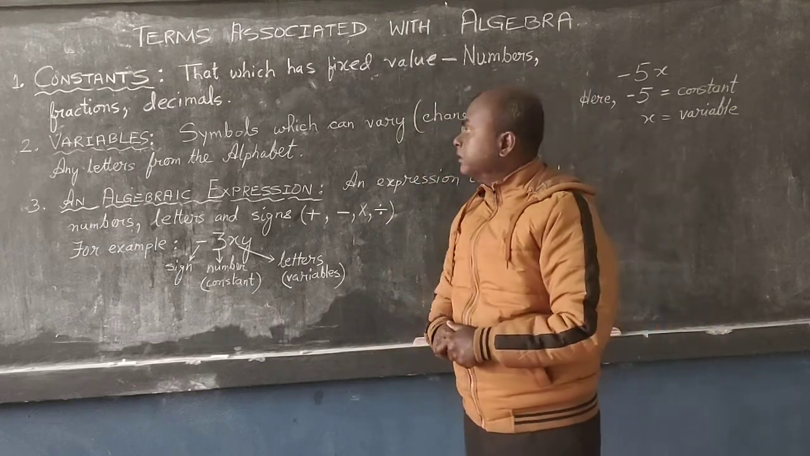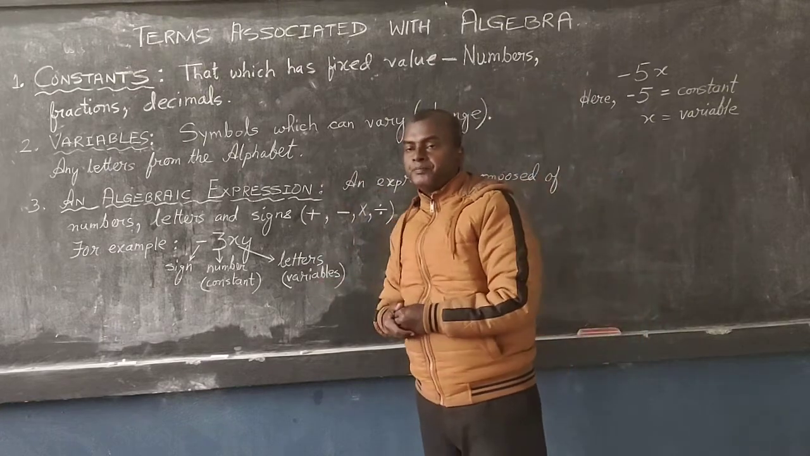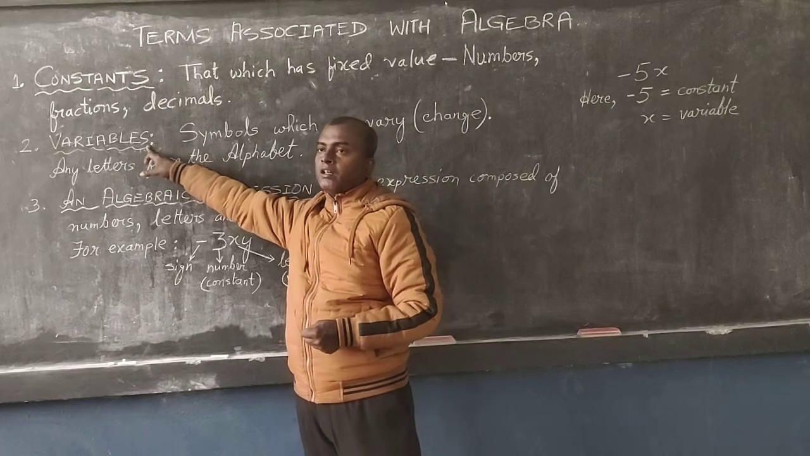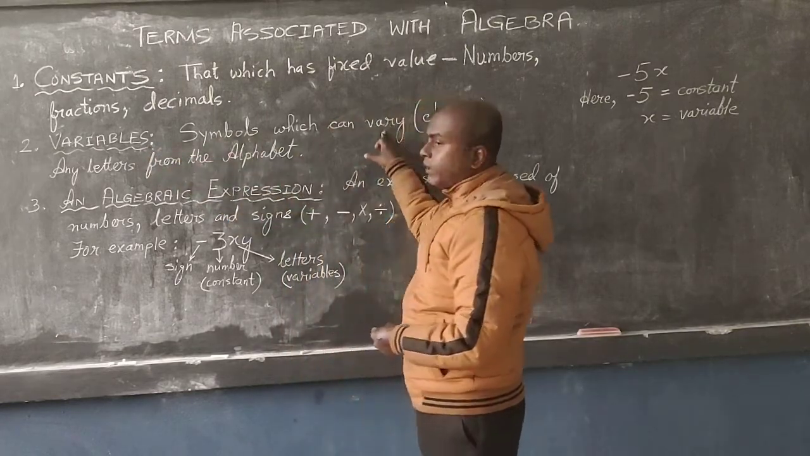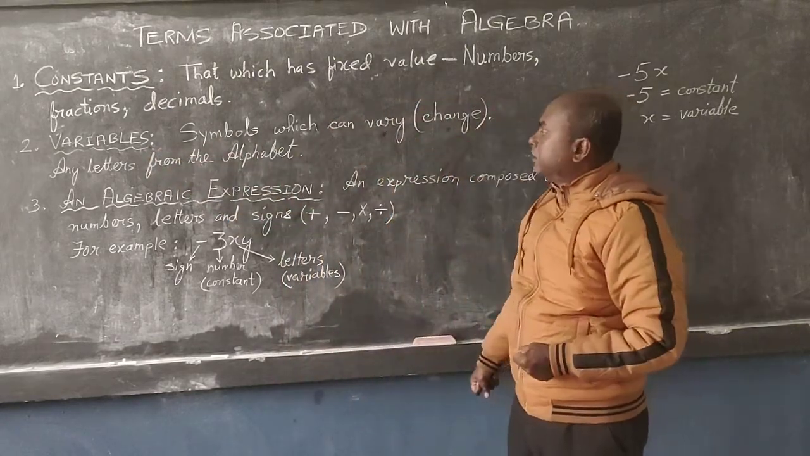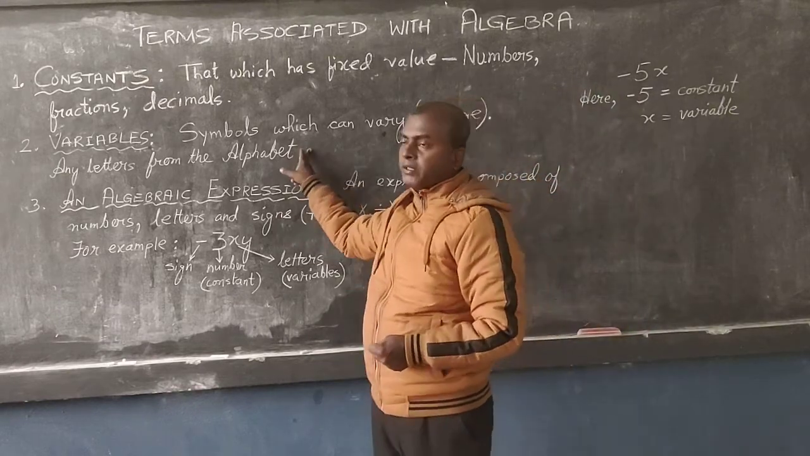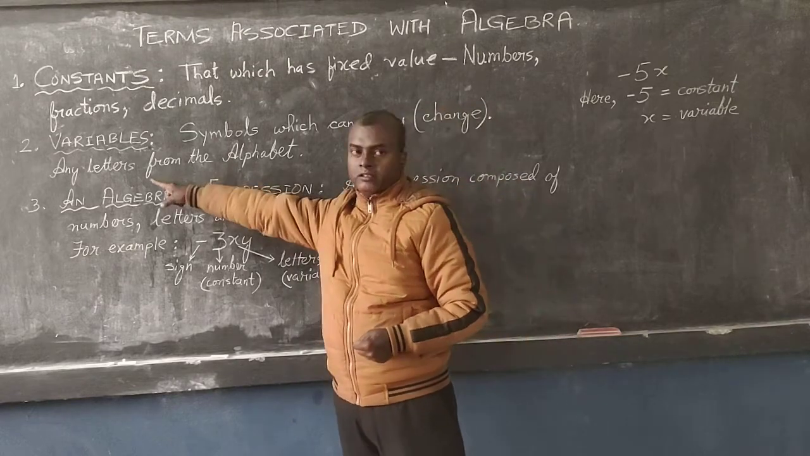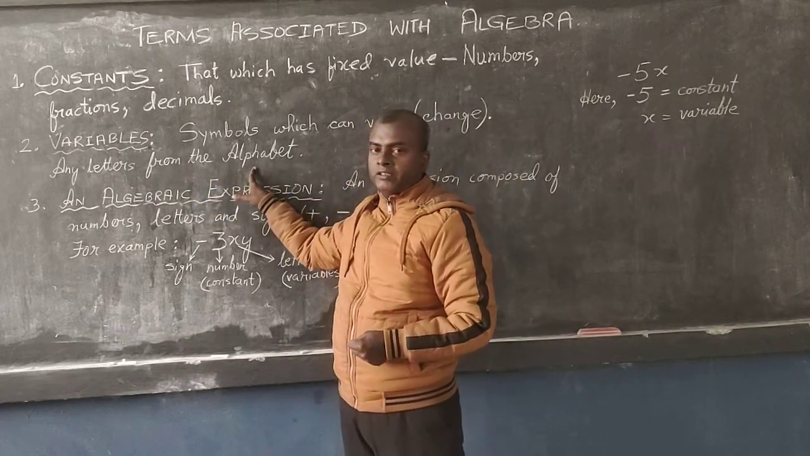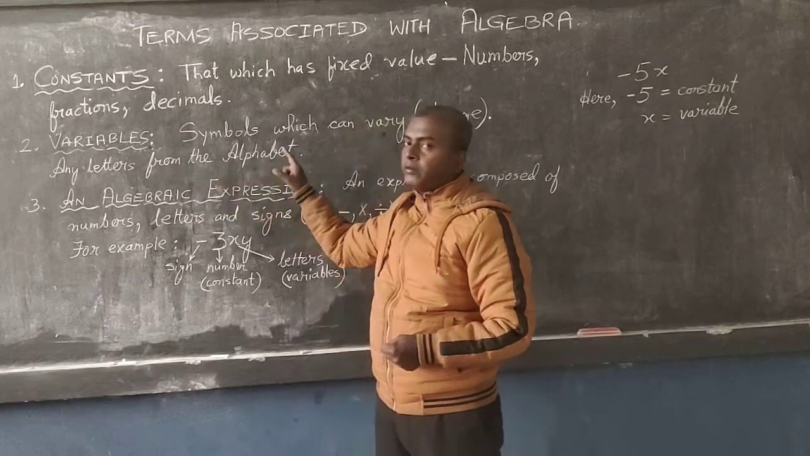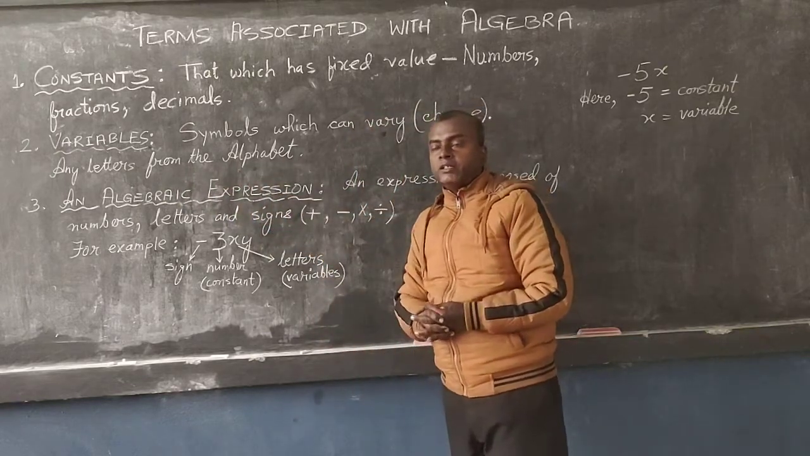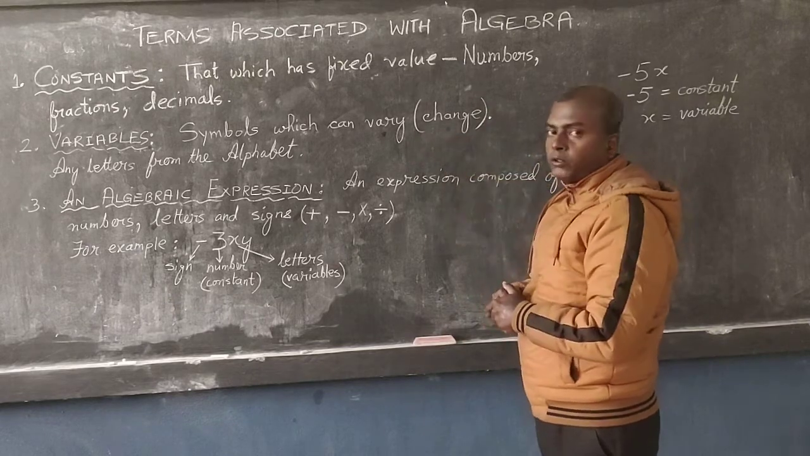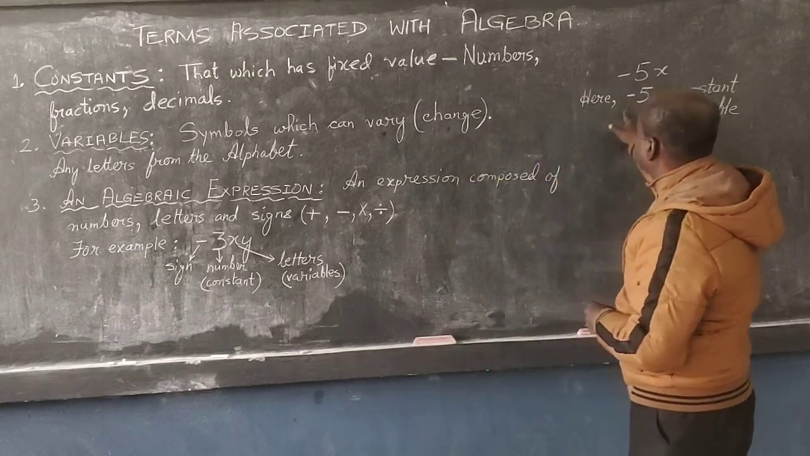But there are some things which change. Variables are those which vary. Vary means change. So in algebra, to represent a variable, we choose any letter from the English alphabet. Any letter from the alphabet can be chosen as a variable. Now, to make you understand these two terms, constants and variables, I have given an example over here.